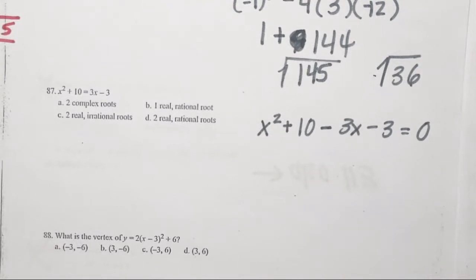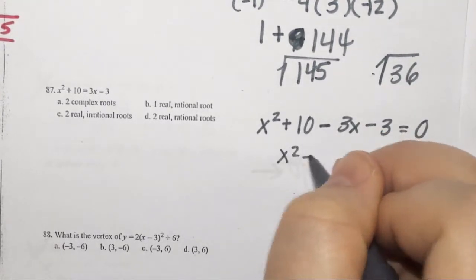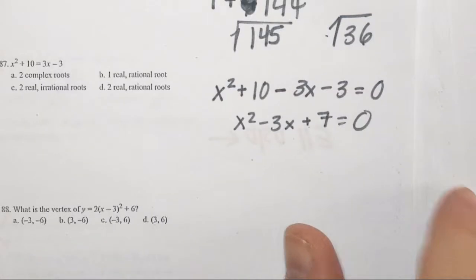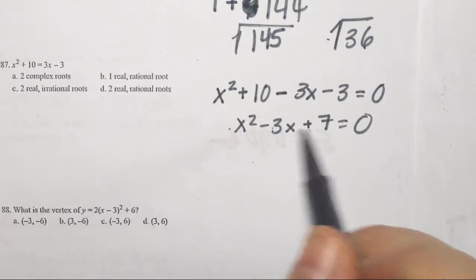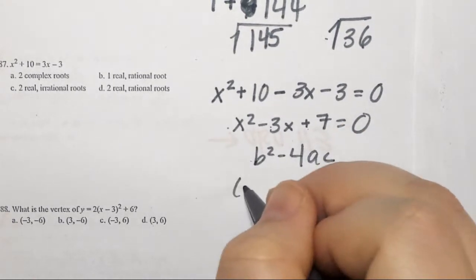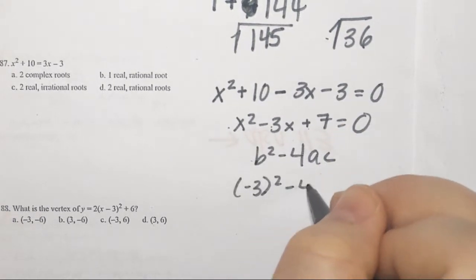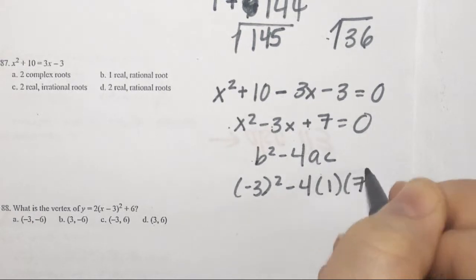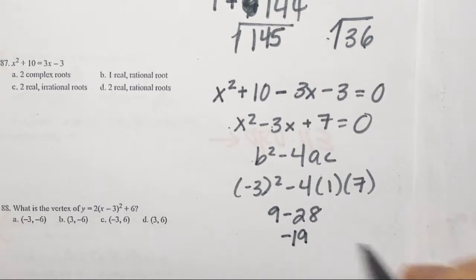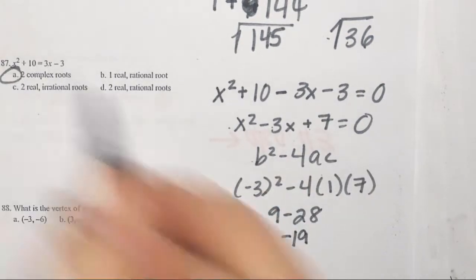Okay, I moved everybody to the same side. I combined my like terms. Because if you don't put the whole thing in standard form first, how do you know the A, the B, the C? You don't. B squared minus 4AC, negative 3 squared, minus 4AC. So 9 minus 28, again with a negative 19. Hence why he said A.